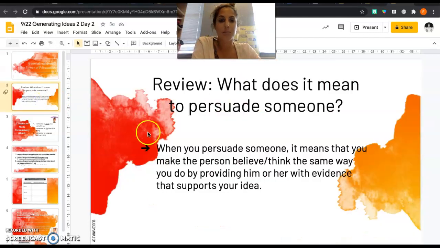So, what does it mean to persuade someone? Well, like we talked about yesterday and in the past when we were reading I Wanna Iguana, when you persuade someone, it means that you make the person believe or think the same way you do about a topic by providing them with evidence that supports your idea. That is one of the most important parts of this. You need to have strong evidence so that you can really persuade the reader.